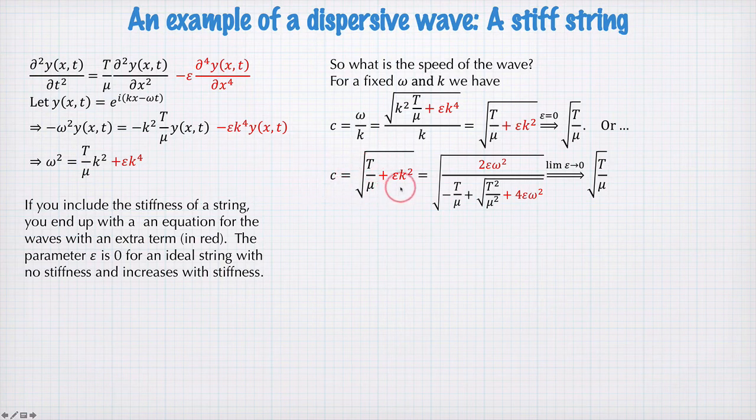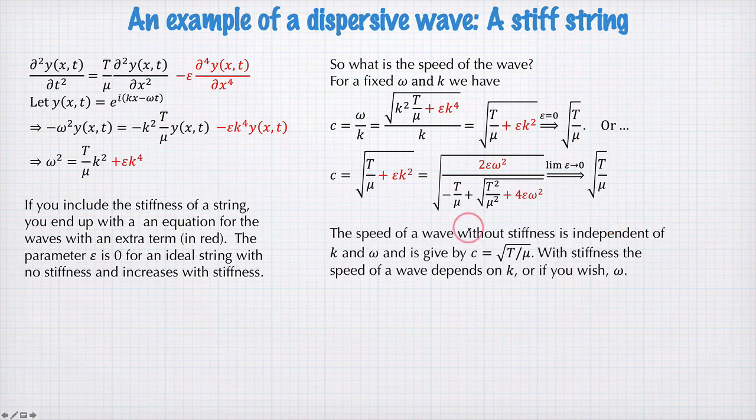We can also rewrite this speed in terms of omega, so we can start with this expression here and solve this equation here for omega, and we can write everything here in terms of omega, which looks a little more ugly, but there are times when you want to know what c is in terms of the temporal frequency instead of the spatial frequency. Anyway, as the limit of epsilon goes to 0 here, we can get the same constant wave speed. So the speed of the wave without stiffness is independent of k and omega, and is given by c equals square root of T divided by nu.